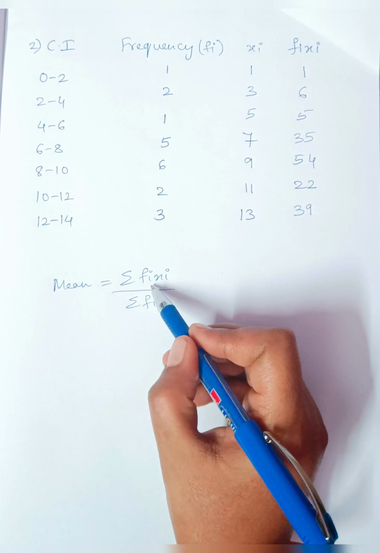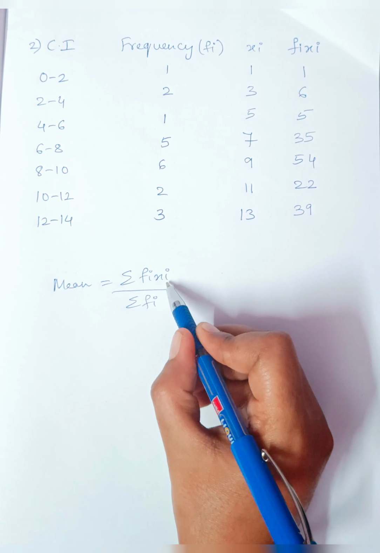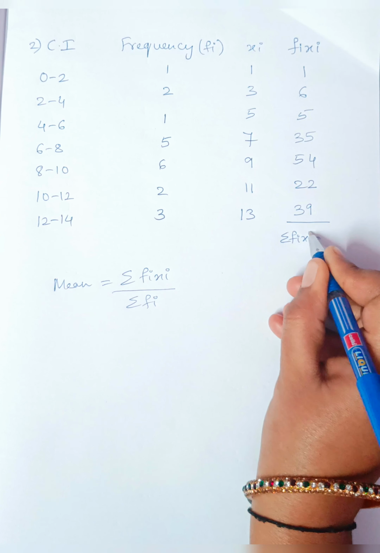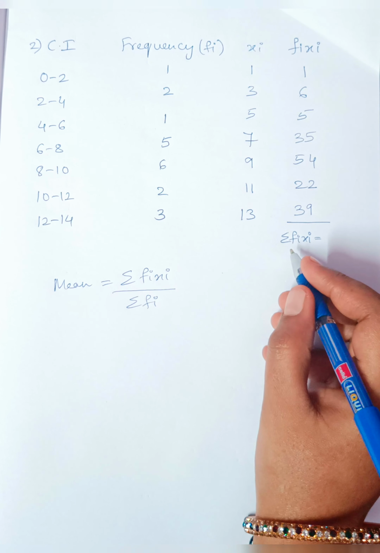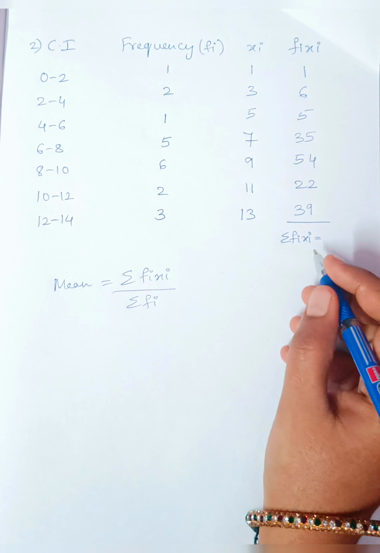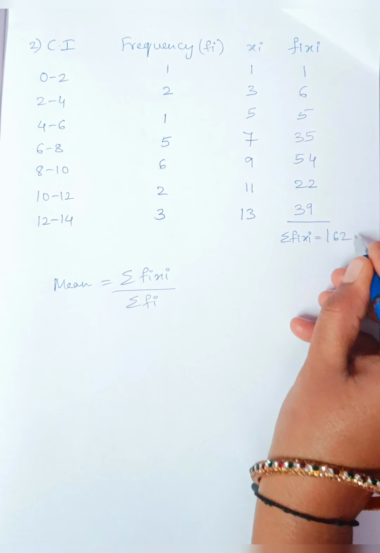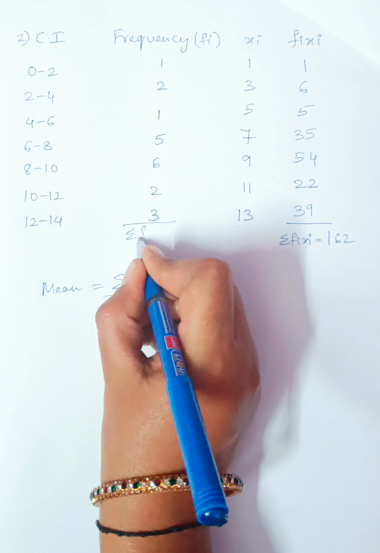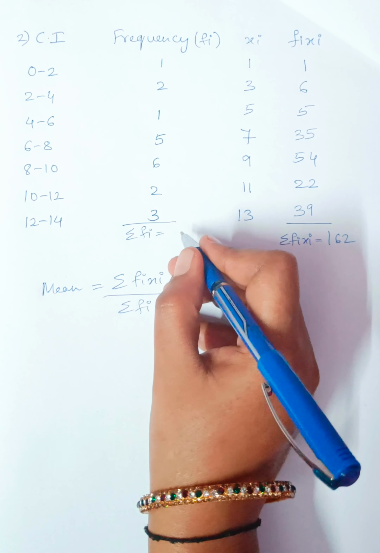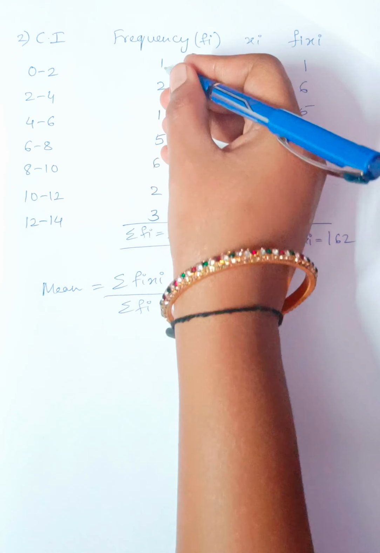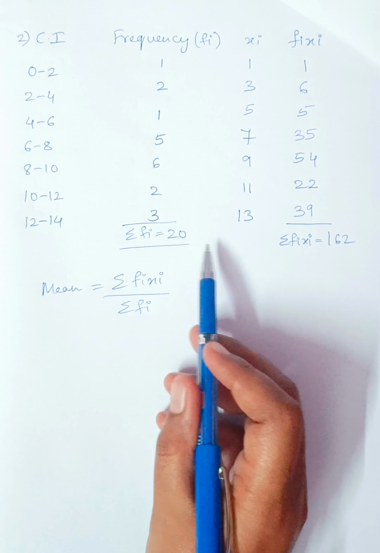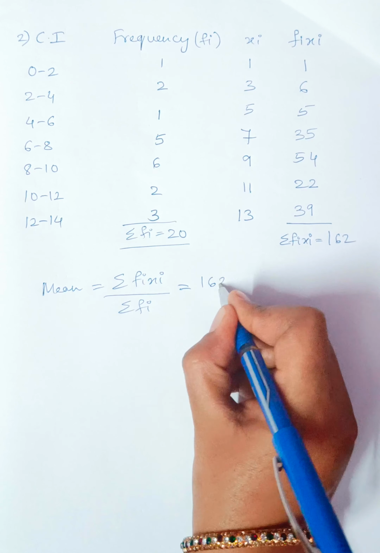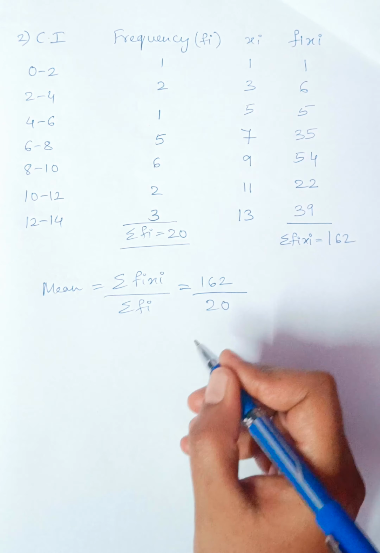Now according to the formula we have to add, means summation of fi into xi. That means we have to add this summation fi into xi. So if you add this, how much you'll get? I am going to get it as 162. And what is summation fi? Means we have to sum this one. That is summation fi, which is how much? It is 20. You have to add these all. You will get 20. So these both values substitute in the formula. So summation fi xi is 162 divided by summation fi is 20.